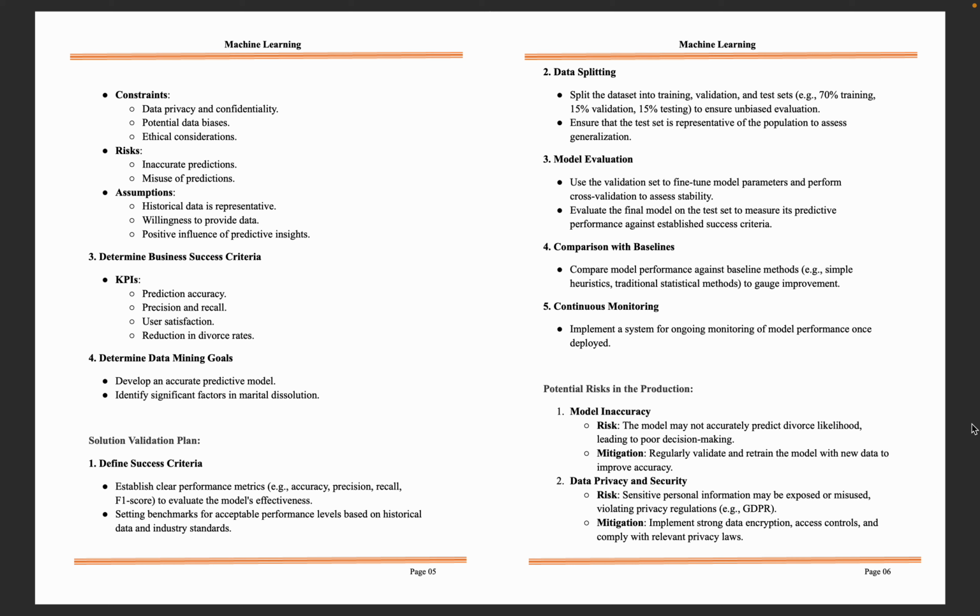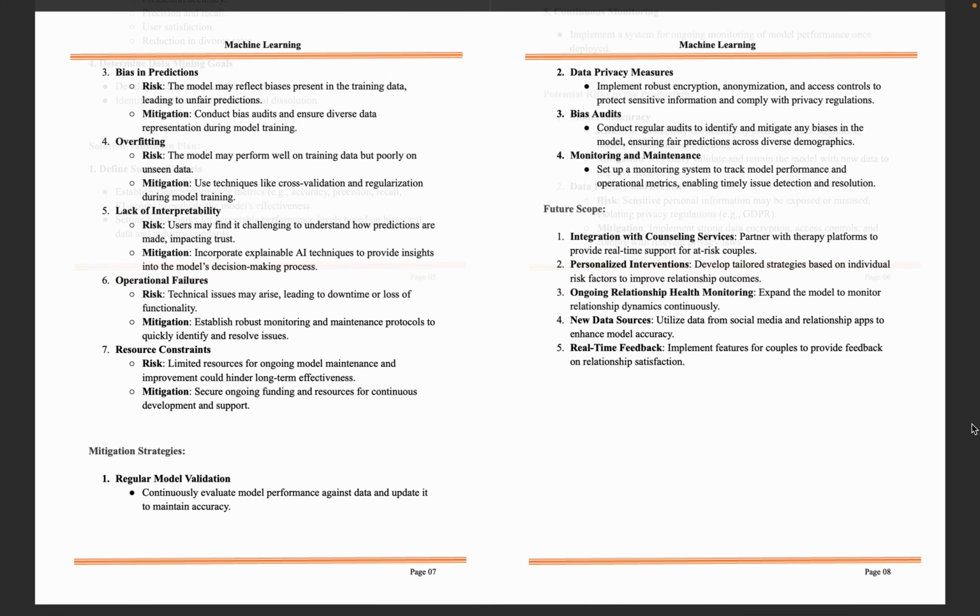Now, talking about potential risks in production, the major risk is model inaccuracy. The risk is that the model may not accurately predict the divorce likelihood, leading to poor decision making. As it is a very sensitive topic, we have tried to achieve the highest accuracy possible. Then there are data privacy and security issues, like questions or something else may leak to someone, but we have tried to prevent that. Then bias in prediction and overfitting. These are some common risks.